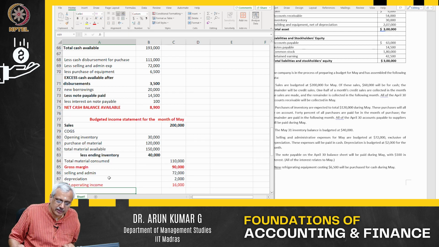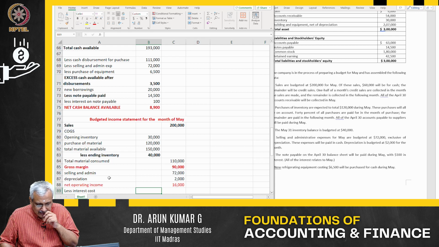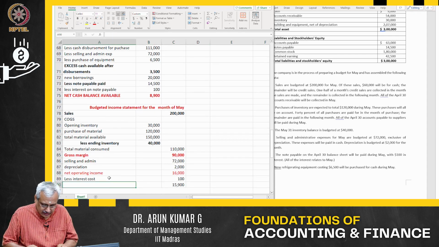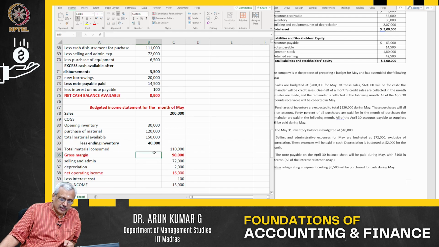Operating income, please note, less the interest, not the repayment, only the interest cost of 100, gives me my net income out there, what we call the net income. My net income is 15,900 in this particular case.